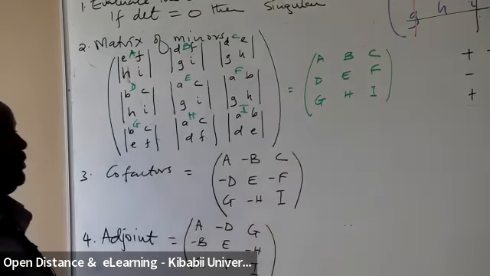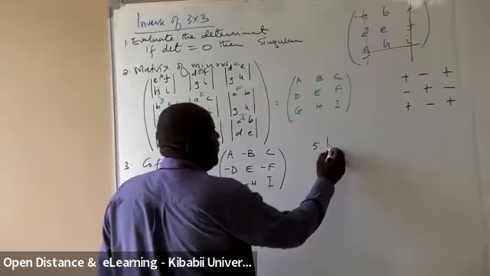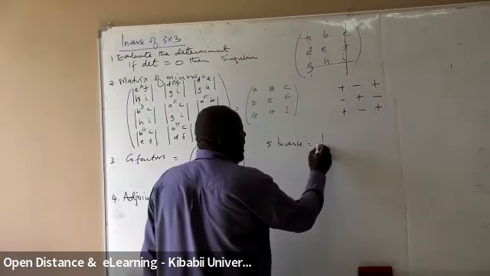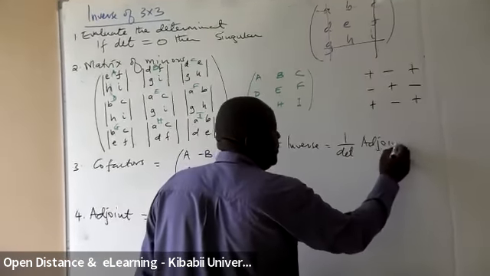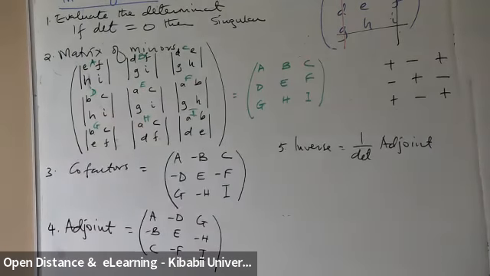This is the transpose. And now finally, number 5, evaluate the inverse as 1 all over the determinant times the adjoint.